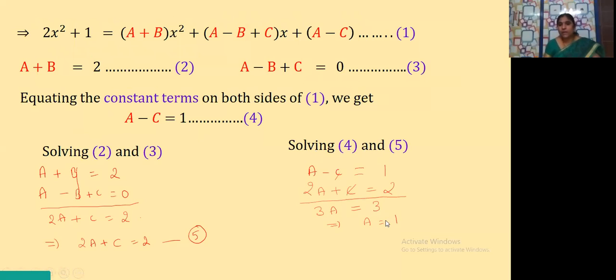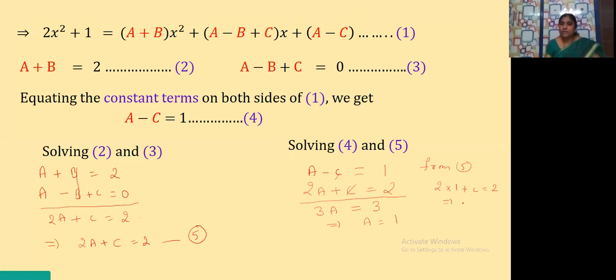So this is the value we got here, children. A is equal to 1. So after getting A is equal to 1, if I substitute A is equal to 1 in equation number 5, yes, in equation number 5 I can substitute. From equation 5, what do we get? What is equation 5? 2A plus C is equal to 2, no? If I substitute here, what do we get? 2 into 1 plus C is equal to 2.